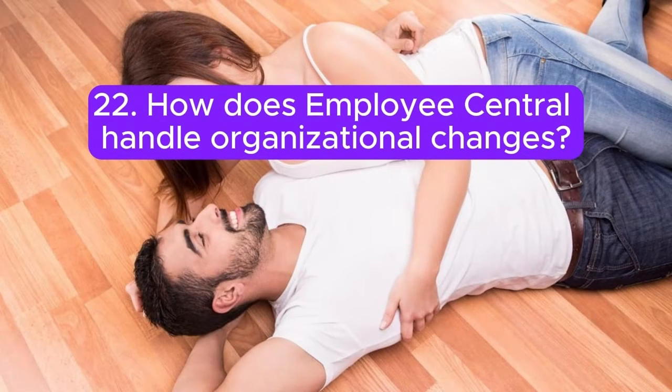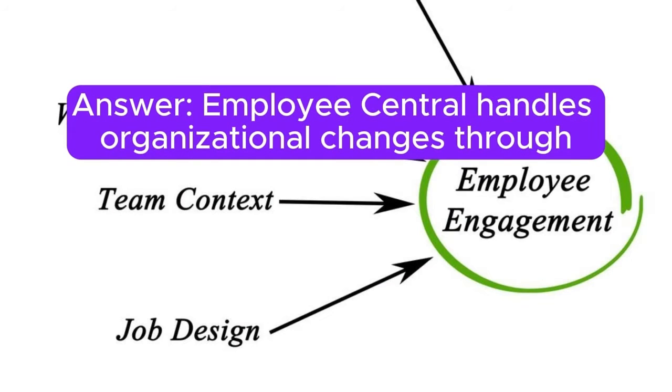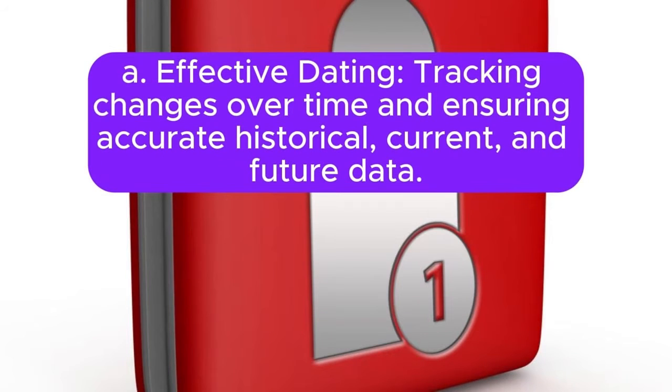22. How does Employee Central handle organizational changes? Answer. Employee Central handles organizational changes through: A. Effective dating, tracking changes over time and ensuring accurate historical, current, and future data.